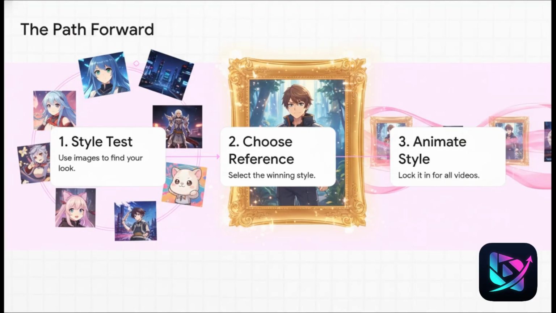So here's our roadmap, and it's super simple. It's a 3-stage process. First, we're going to test different styles using images. Second, we'll pick a winning reference image from those tests. And third, we'll use that reference to animate our style consistently across all our clips. Let's break each one down.